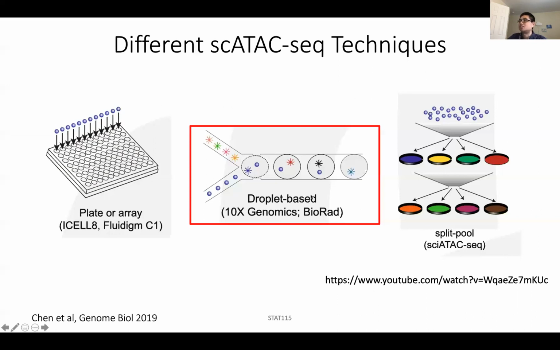So far, 10x Genomics is still the most popular method, because you buy the reagents and the machine, you run it through the 10x machine, and you're likely to get good quality data. Of course, it's a little bit more expensive, but you need to balance that.